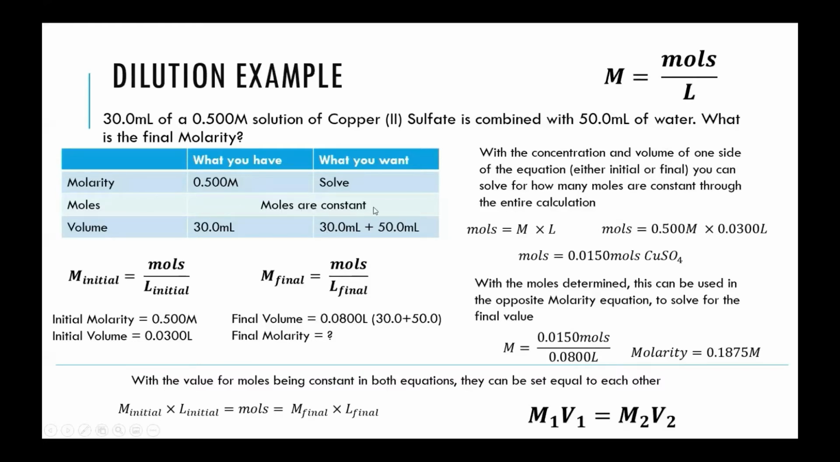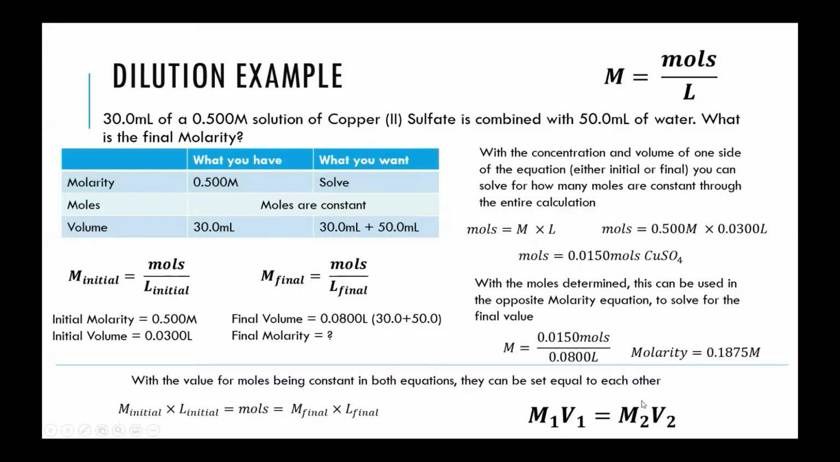Moles in both cases are constant, and you're trying to solve for the final concentration. So you can use the molarity equation twice to see exactly what is happening. To start with, you have a concentration and a volume, so you can determine how many moles this is. When you have that number of moles, you can spread it across the new volume of 80 milliliters, and you end up with a final molarity in this case of 0.1875 molar. So you're looking at this dilution, and you're using two molarity calculations where moles are equal to each other. This is where M1 V1 equals M2 V2 comes from.